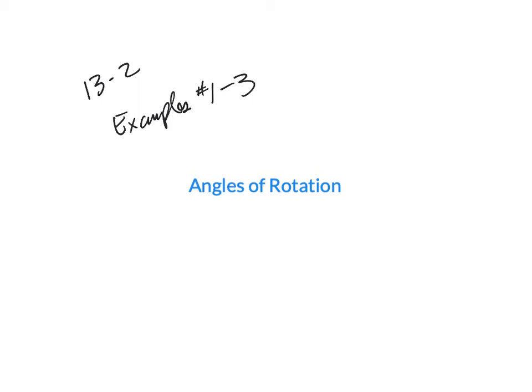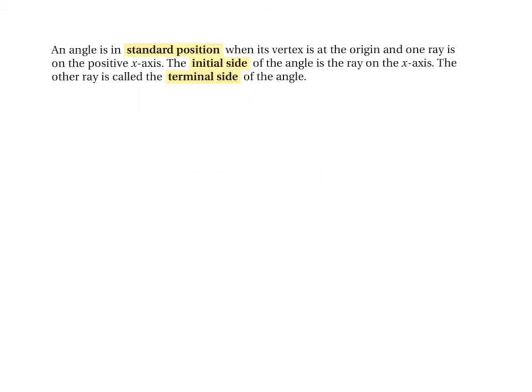So let's get started with a few definitions. An angle is in standard position when its vertex is at the origin and one ray is on the positive x-axis. The initial side of the angle is the ray on the x-axis, and the other ray is called the terminal side of the angle.